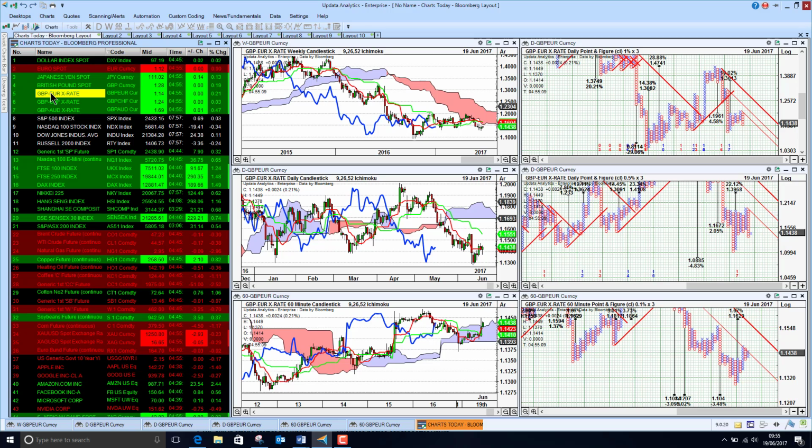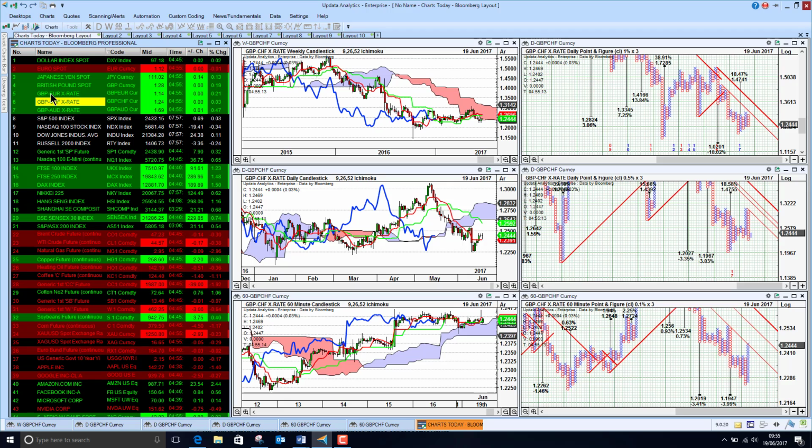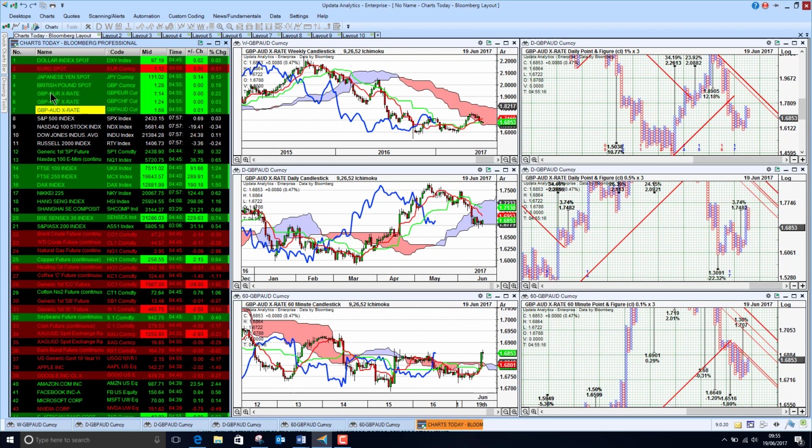Looking at the euro sterling rate, sterling again appreciating a bit here, and against the Swiss franc and the Australian dollar, we're just seeing sterling up as well. So sterling had a better day.